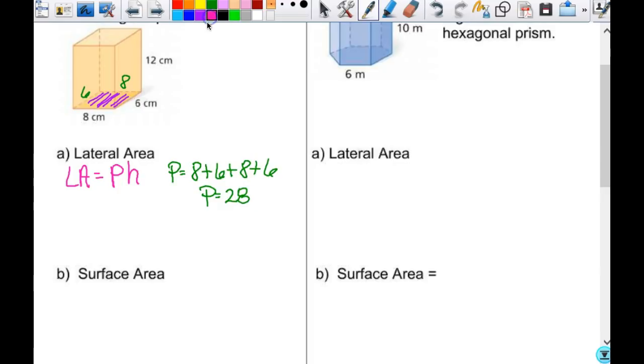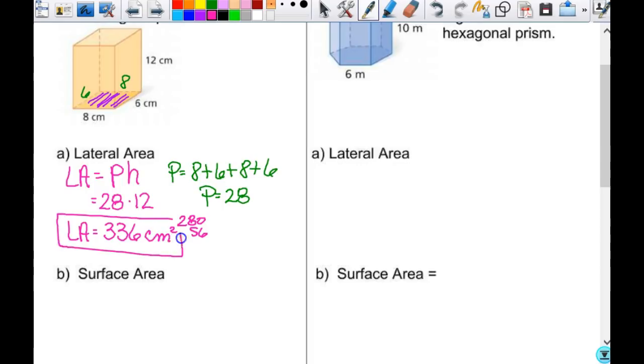So I come back over here and substitute it in. My perimeter is 28 times the height, which is what? 12. So my lateral area, okay, what's 28 times 10? 280. And then 2 times 28 is 56. So this is going to give me what? 336. Good. That's going to be centimeters squared. That is my lateral area.